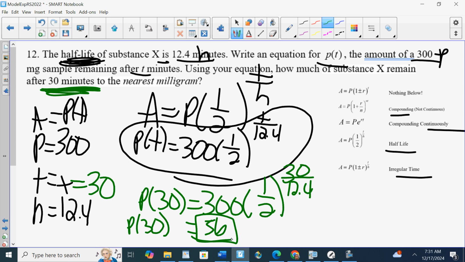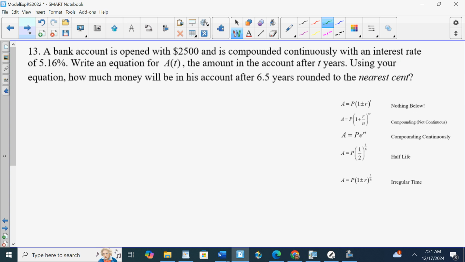I'm not going to do the rest of these problems. I'm just going to set them up and help you determine which formula you're using. I'm looking for keywords, continuously, per for continuous.